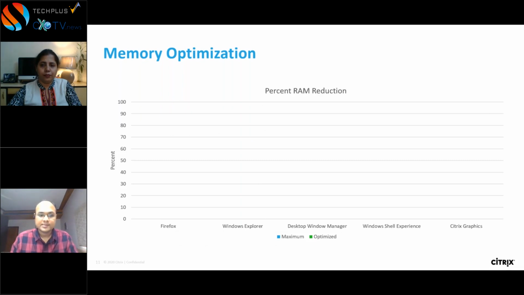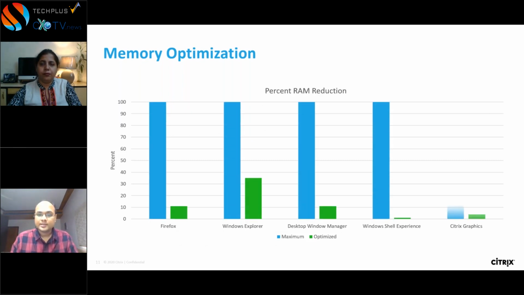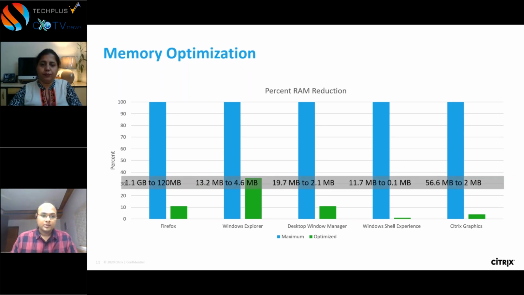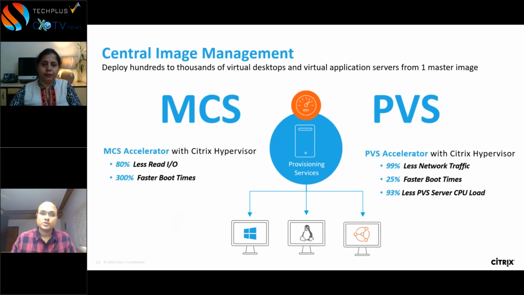In this screen you can see the percentage of RAM reduction by implementing workspace environment management, and we see the great difference, right? That difference is noticeable, and even your users and admins will experience the same. From 1.1 GB to 120 MB, 13.2 MB to 4.6 MB. That is how the utilization changes for each and every type of workload. So that is to be understood.